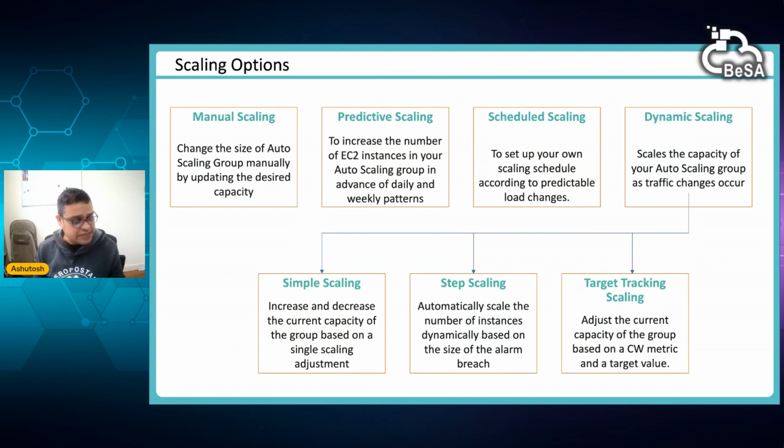In step scaling, based on the level of breach of the alarm which you configure, suppose you configure a CPU alarm, you can scale in steps. Like if the CPU is 40%, add 4 more instances. If CPU is 60%, add 10 more instances. If CPU is 80%, add 100 more instances. So in steps you can do the scaling.